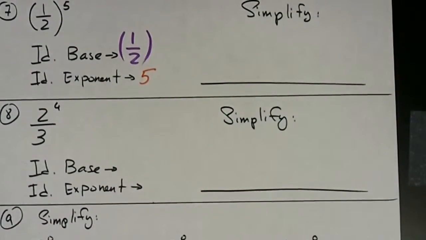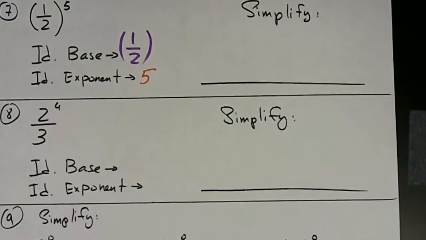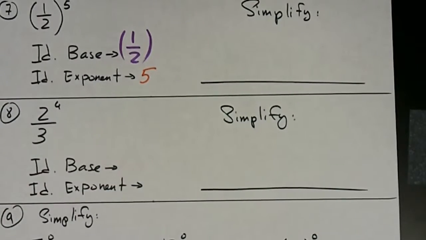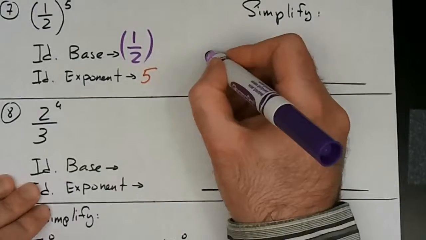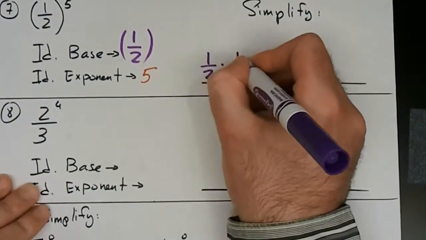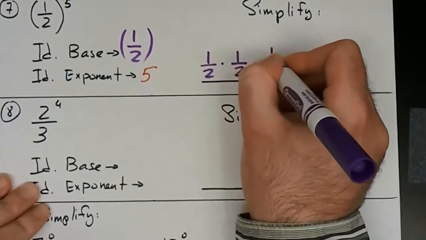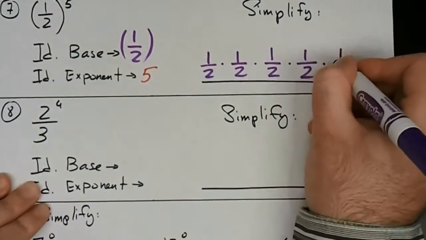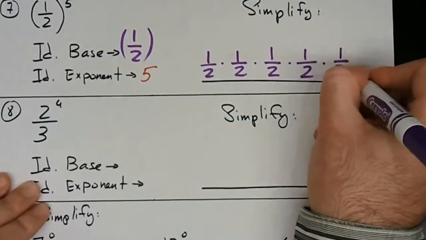So when you have to simplify this, the exponent tells you multiply the base against itself 5 times. So multiply the half against itself 5 times. I'm not going to write the parenthesis just to save space. It's 4, and that is 5.